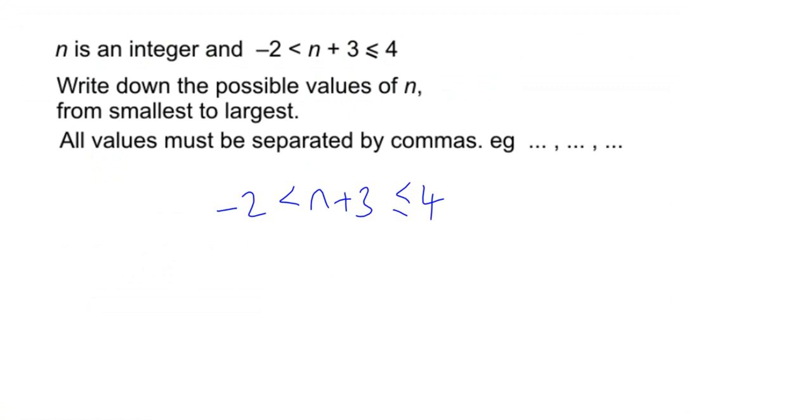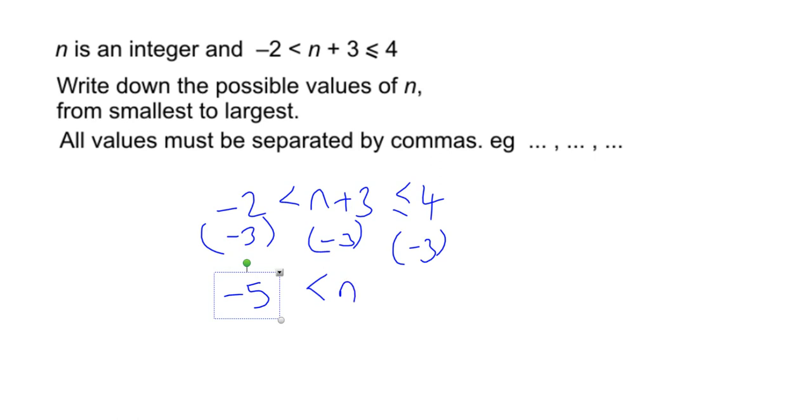So here I've written this one out, and as before, I want to get n by itself, so I'm going to take away 3 from all sides. So take away 3 from there, take away 3 from there, and take away 3 from there. And if I do that, negative 2 take away 3 becomes negative 5. n plus 3 take away 3 becomes just n. And then here, 4 take away 3 becomes 1.